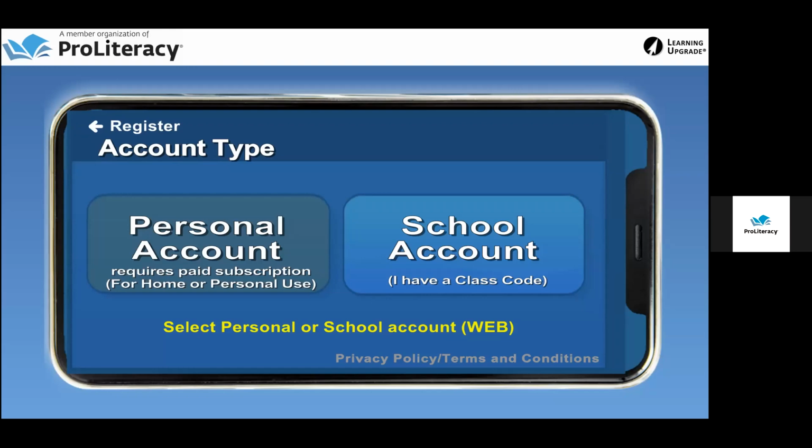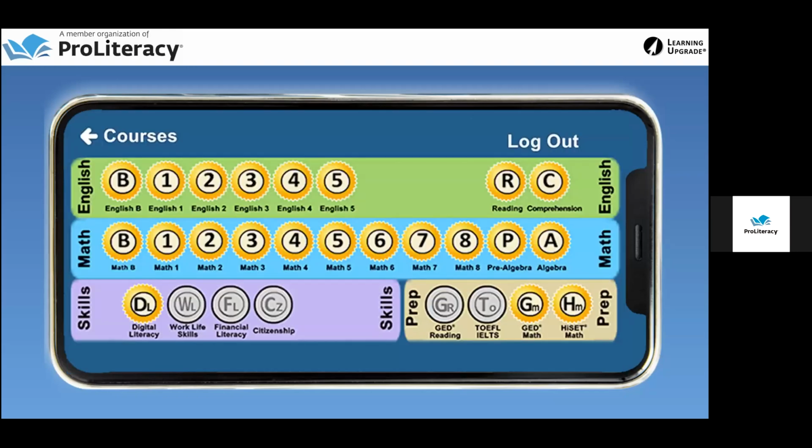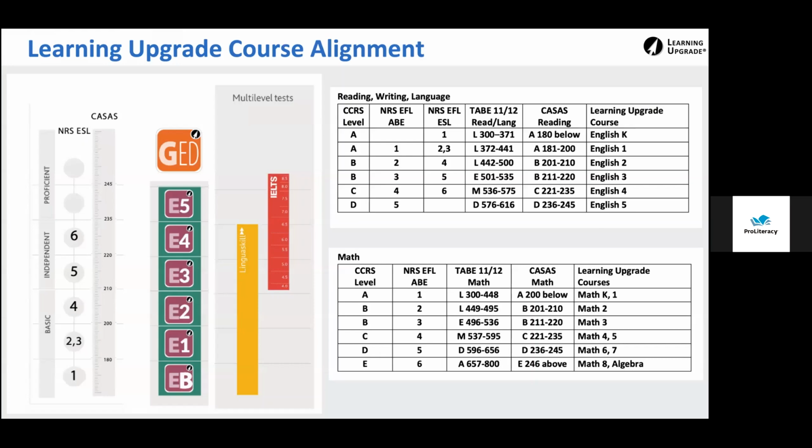Okay, so this is the course map. And this is, as I talked about, we have work, life skills, financial literacy, and citizenship coming in 2022. We have the GED Reading and the TOEFL IELTS that are available now. So why GED and TOEFL IELTS? So you've seen our placement tables, and most of you, having students, ESL students, adult basic ed students working through, and you'll see we've always had the CASAS alignments, and students binge learn with Learning Upgrade.